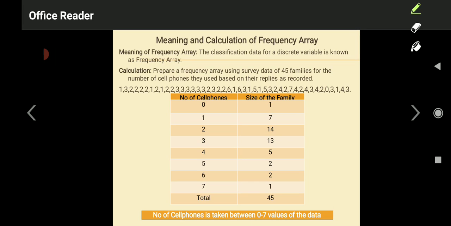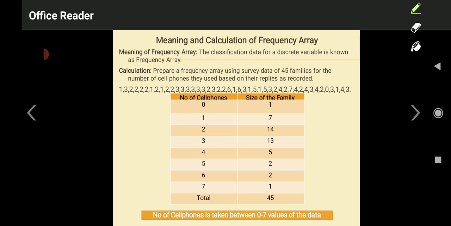Before going to that, we have to make two columns. In the first column, we have to mention the number of cell phones each family is using, and in the second column, we have to mention the size of the family. What number of families are using what number of cell phones, we have to understand here.